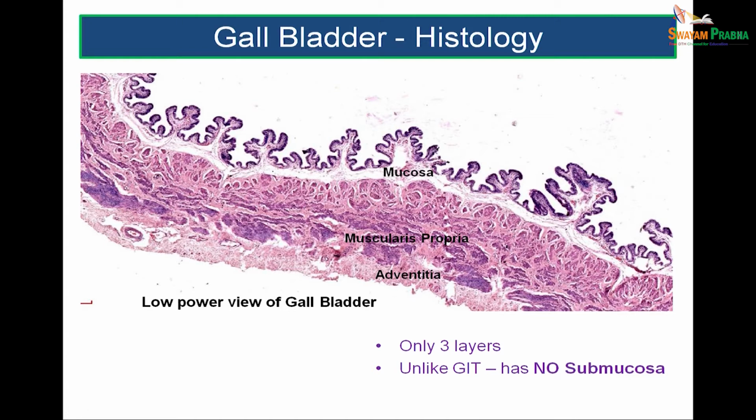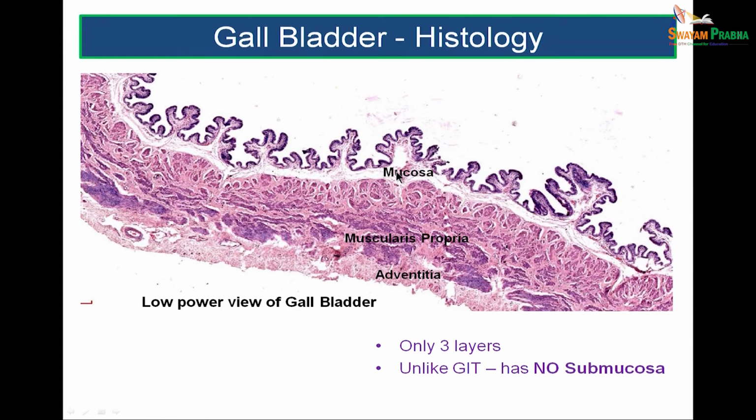Now, classically, when we describe the gastrointestinal tract, we always talk about 4 layers. Which are those 4 layers? Mucosa, submucosa, muscularis, and adventitia. But remember that when we talk about gallbladder histology, we have only 3 layers: mucosa, the muscularis, and the adventitia. So, in the gallbladder, there is no submucosa. It is just 3 histologically different layers.